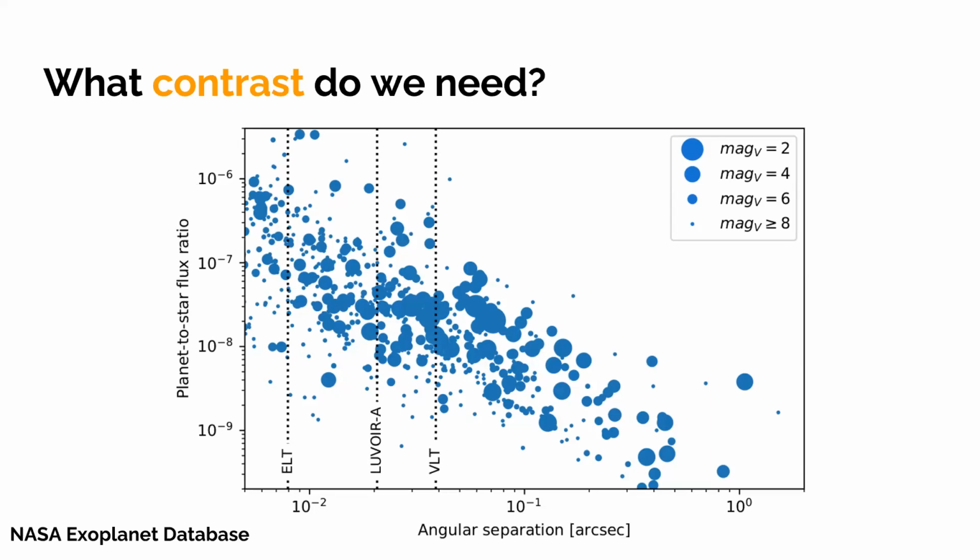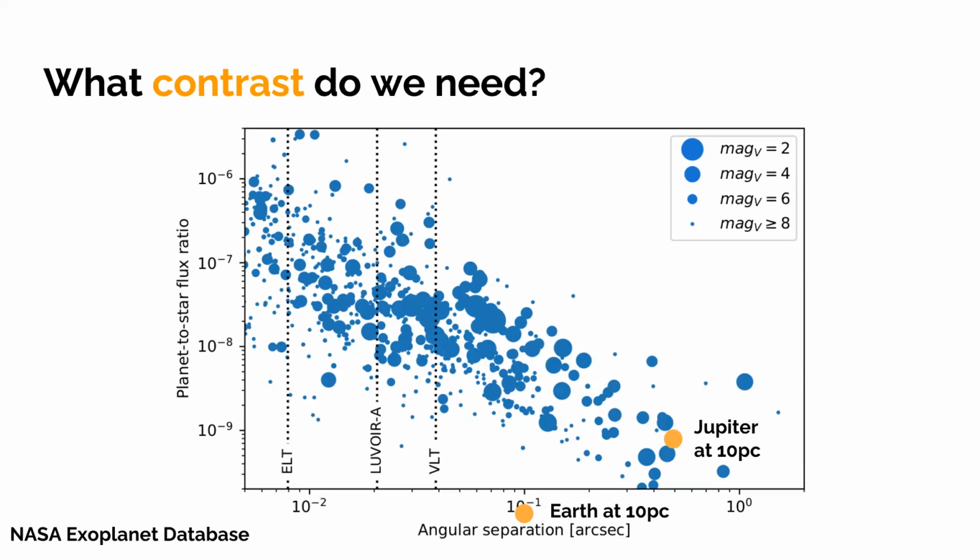and computing what the planet-to-star flux ratio is for these kinds of planets. Also labeled are the different diffraction limits for ELT and VLT in the optical, to show how deep we need to go. So most of these are Jupiter-like planets, and for a solar-type system, we really need to go much deeper than this.